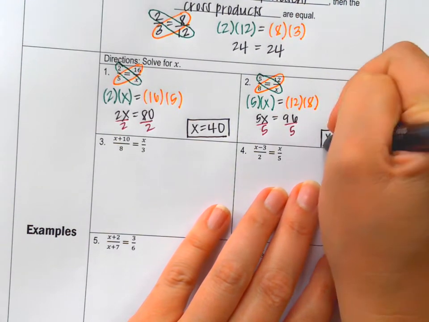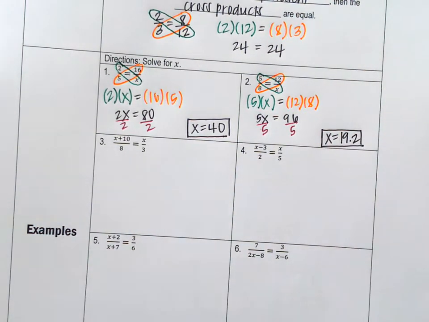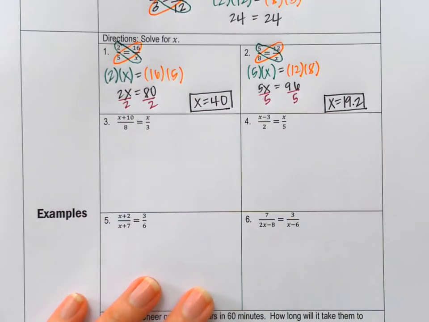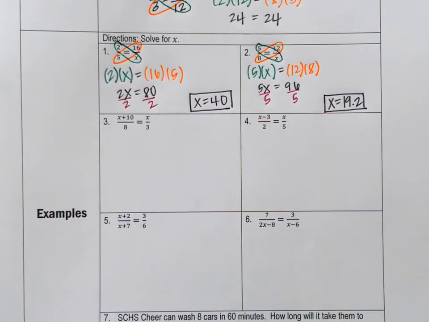If you left it as 96 over 5, that's fine too. Whatever you feel more comfortable with. If you like decimals better, great. If you like fractions better, that's fine too.